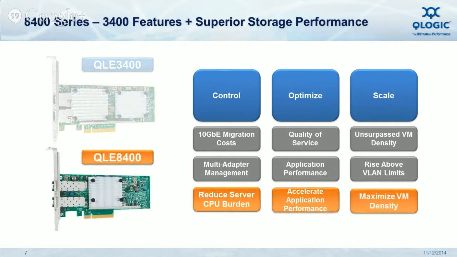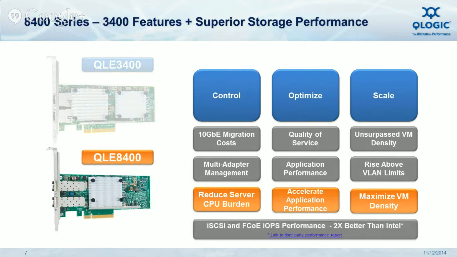Both of these cards are going to let you reduce your server CPU burden. The 8400 lets you do it in a much more aggressive way. If you want to use Ethernet for Fibre Channel over Ethernet or iSCSI, there is no better solution than the 8400. It's truly proven to be at least 2 times better than Intel, and that's a conservative number. We've got charts on our website that show you the data from earlier this year, and you can compare it for yourself. Application performance, even more with the 8400 if you're doing storage functions and maximize virtual machine density. Again, if you're leveraging the card for that, it's going to let you maximize that even more.